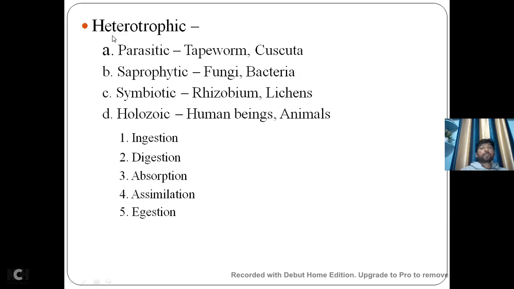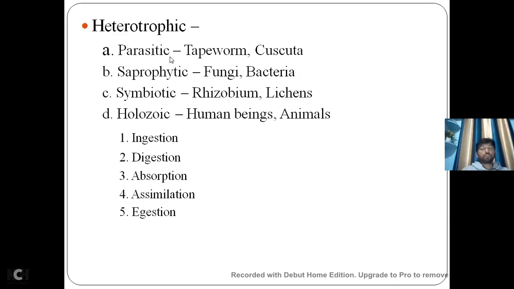It is the next mode of nutrition. The second mode of nutrition is the heterotrophic mode of nutrition. In that, we have four types of heterotrophic nutrition: parasitic, saprophytic, symbiotic, and holozoic. Let us talk about the parasitic type of heterotrophic nutrition.